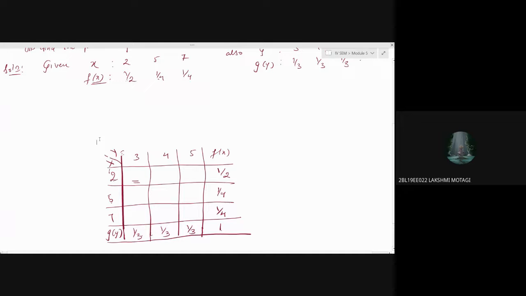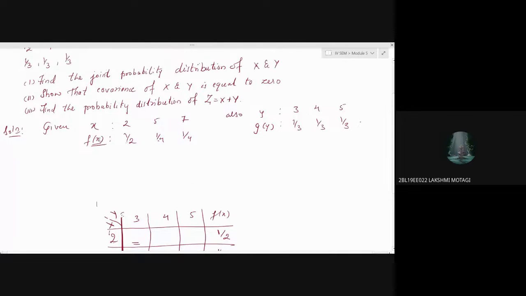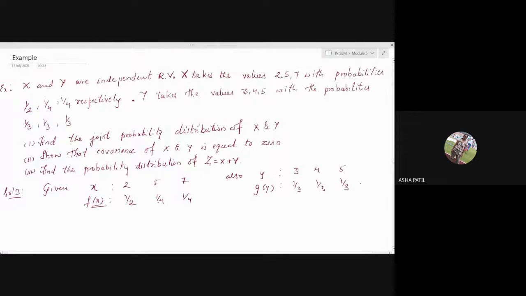They have asked covariance of x and y is equal to 0. If the covariance is 0, they are independent variables. But it is mentioned, and that's why I'm telling you, read the question. It is mentioned in the question only. X and y are independent. Already it is mentioned in the question, right?